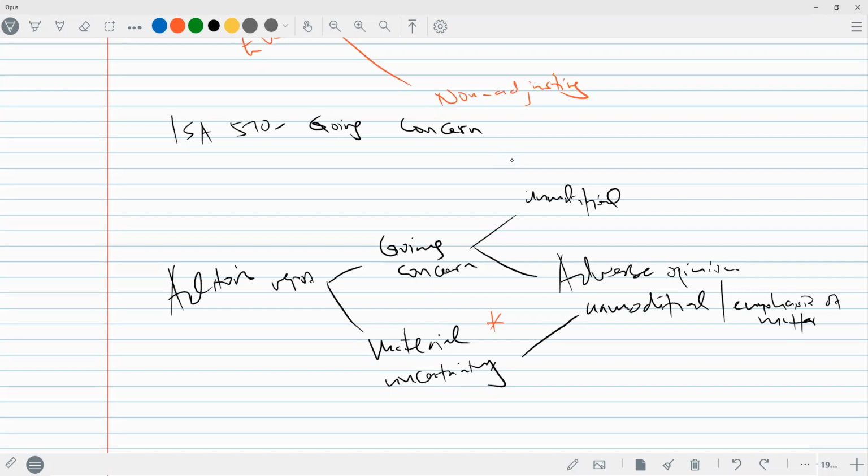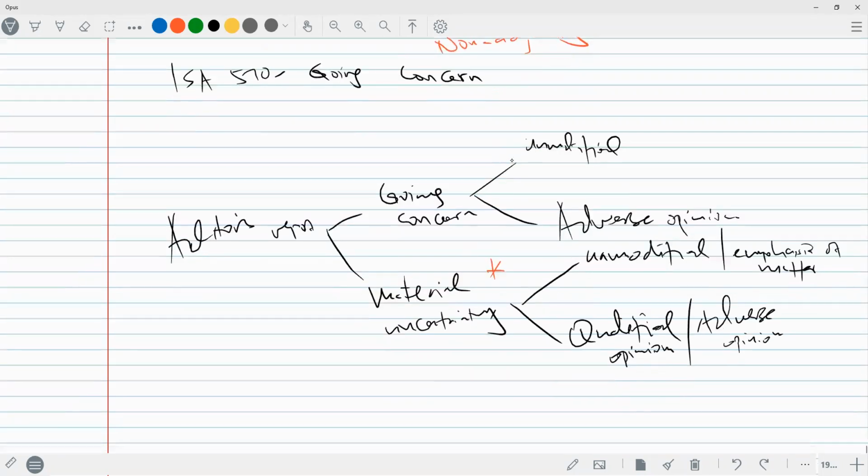If the management have not made adequate disclosure, and you're not satisfied as an auditor, then what do you do? You issue a qualified opinion. Remember, a qualified opinion. Or in the worst case scenario, you issue an adverse opinion. Those are the opinions that you can issue as an auditor in relation to the going concern.